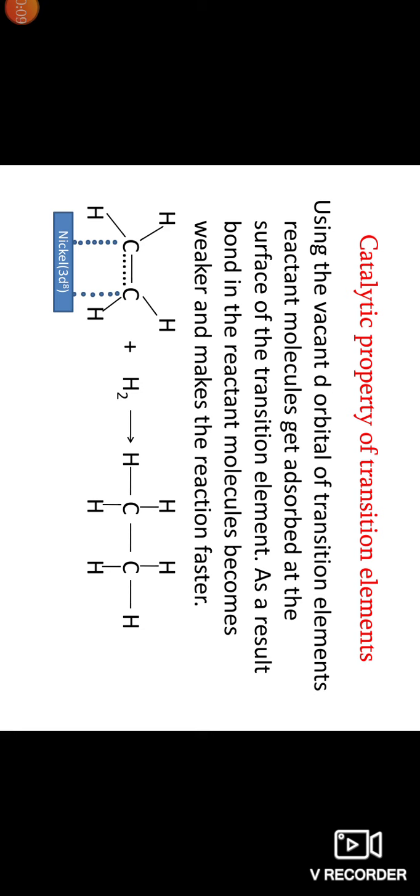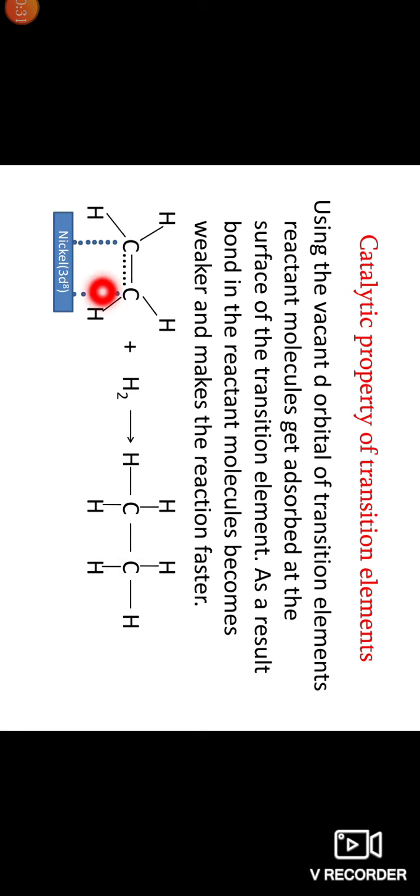Now our next point of discussion is the catalytic property of transition elements. Transition elements are widely used as catalysts in chemical reactions. How they act as catalysts, we shall understand. We shall try to understand the mechanism first. Let us have an example of the reaction of ethene with hydrogen.